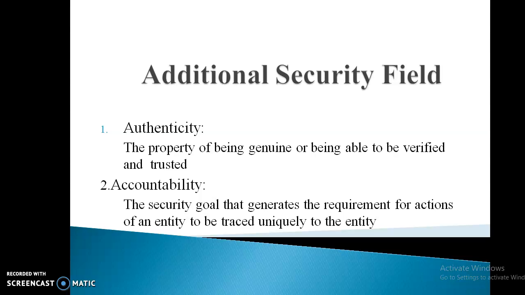The second one is accountability. Accountability means responsibility. It is the security goal that generates the requirement for actions of an entity to be traced uniquely to that entity. This supports fault isolation and prevention. These two additional fields are included in the security concepts. So totally we have five concepts. The first is CIA: confidentiality, integrity, and availability. The additional two security fields are authenticity and accountability.